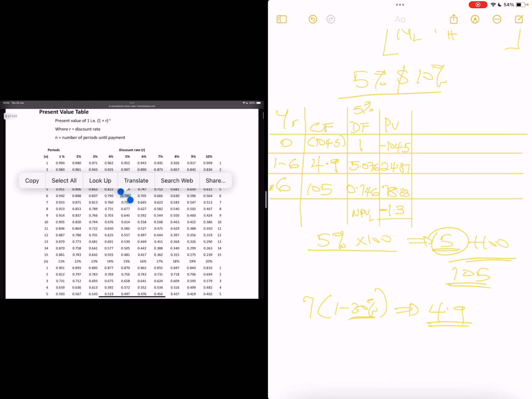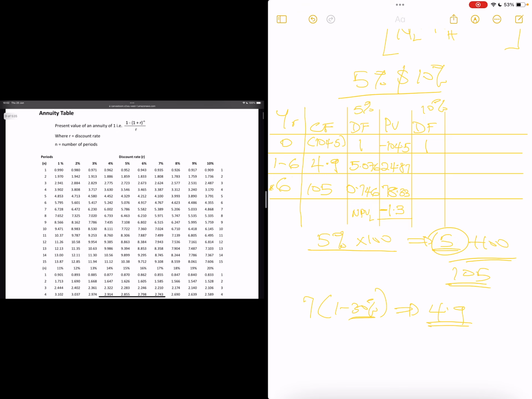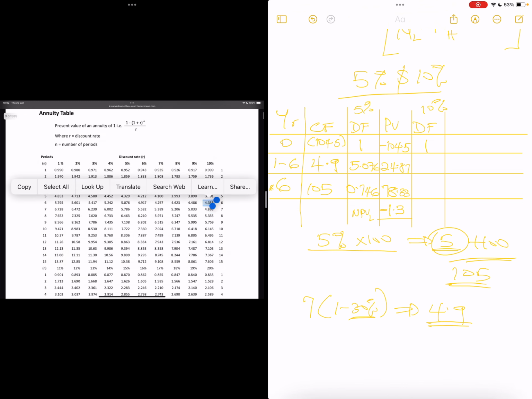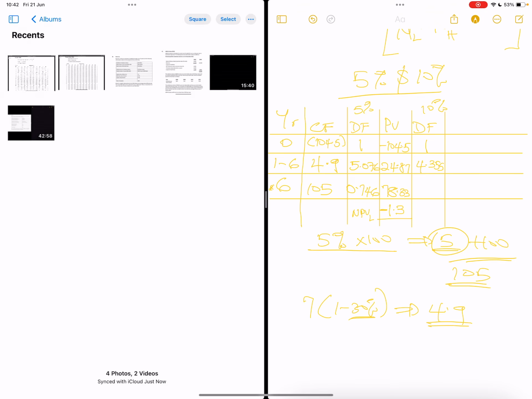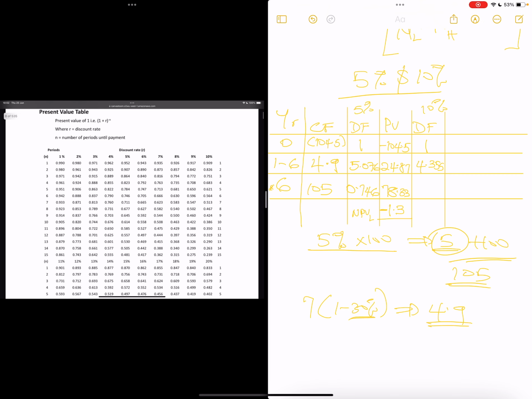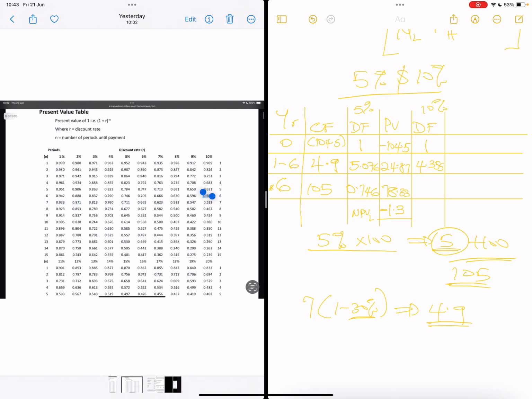But now we need to get discount factor at 10% so that we can get our NPV at higher rate. This remains 1 because it's today. But go to annuity table, 6 at 10%, that's 4.355. That's this one, 4.355. Then we go to present value table, single cash flow, 6 years at 10%. That's 0.564.